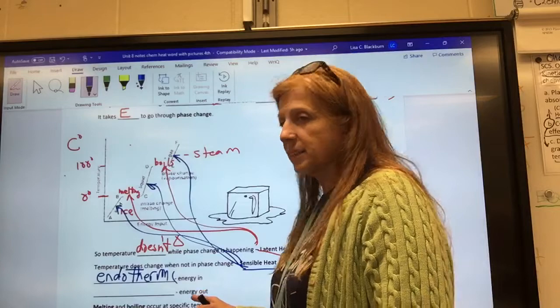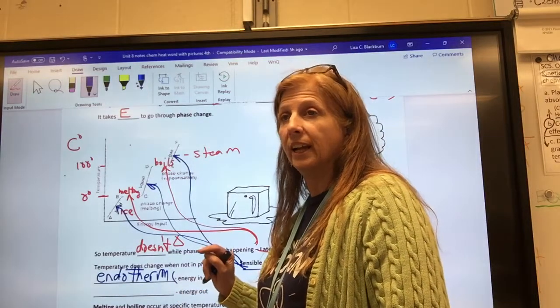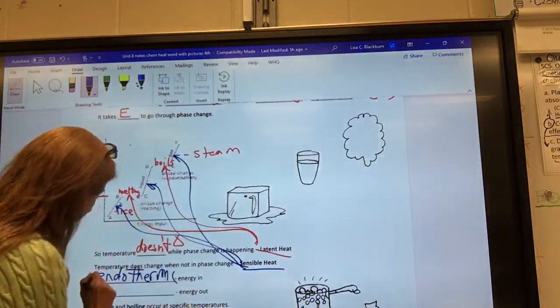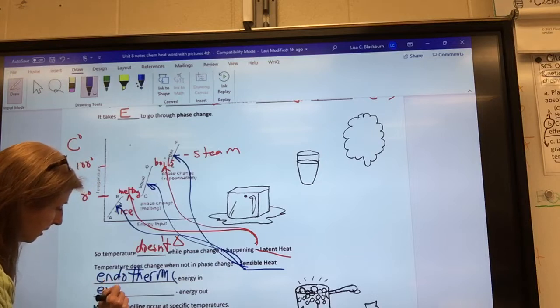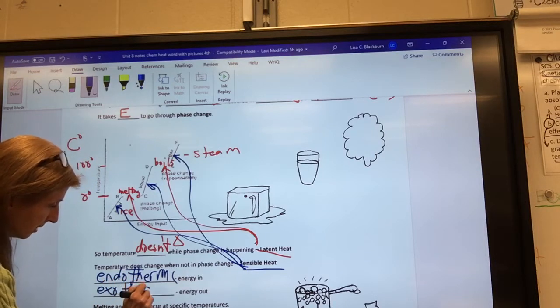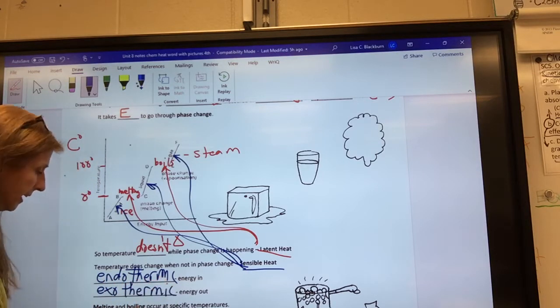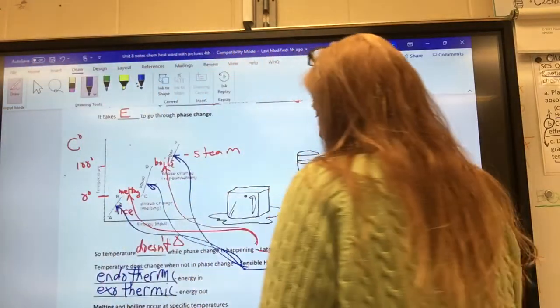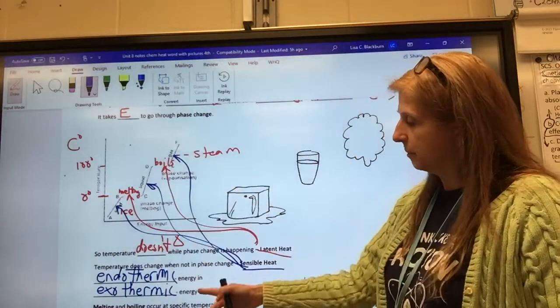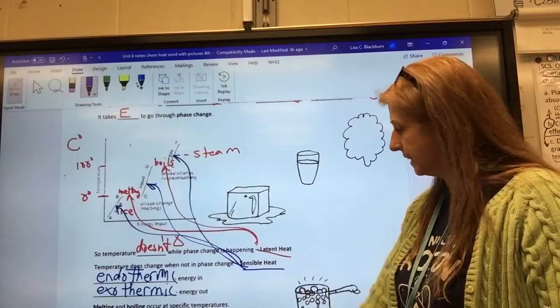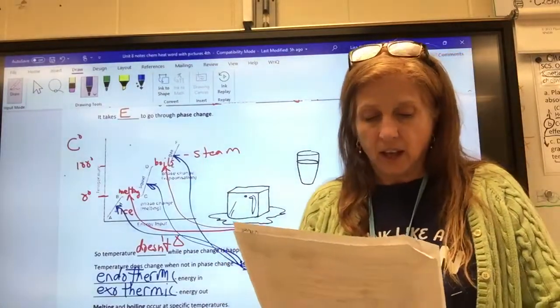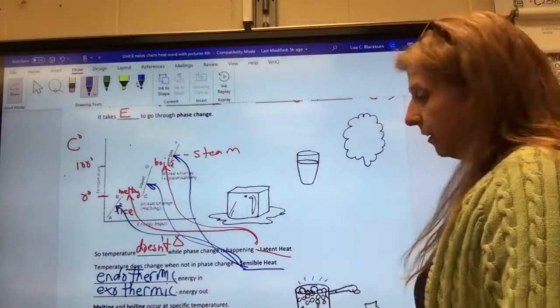Okay, and then what is it called when it gives off energy? Exothermic. Okay. Now, melting and boiling occur at specific temperatures for different substances, and we see that in our chart also. And for water, we can go ahead and fill out.